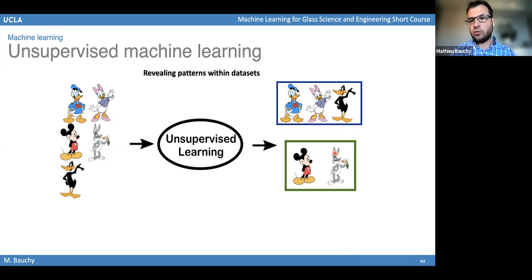So this is how you can do these types of clustering. These types of clustering don't tell you what type of character it is. It doesn't tell you that those are ducks, or that those are not ducks. It just tells you that those groups of characters look similar to each other, but it doesn't tell you what they are. So that's what you can do with machine learning. You can group data points together based on their similarity, but it doesn't tell you any label about those data points.